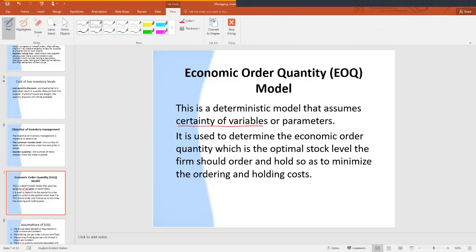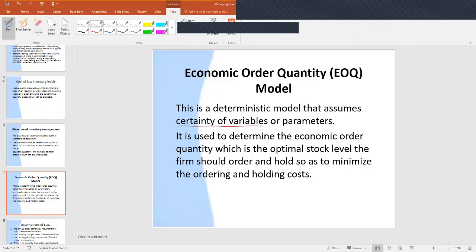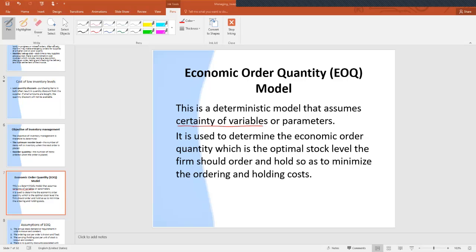It is used to determine the economic order quantity, which is the optimal stock level the firm should order and hold so as to minimize the ordering cost and the holding cost. So if the assumptions that we are making hold, then the company ought therefore to be reordering the inventory at the quantity proposed by the model.